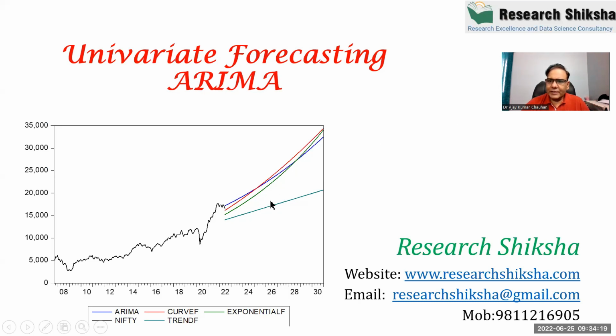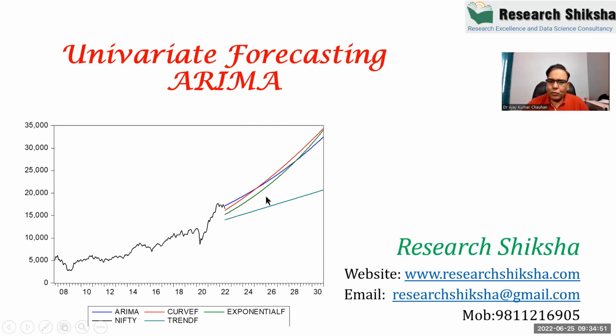So you can see in this graph, there are red line, green line, blue line, black line. All these are the forecasted values. This is the actual behavior of the series. And these are the forecasted values for the next 8 years. So how we can do the forecasting? Today we will learn.